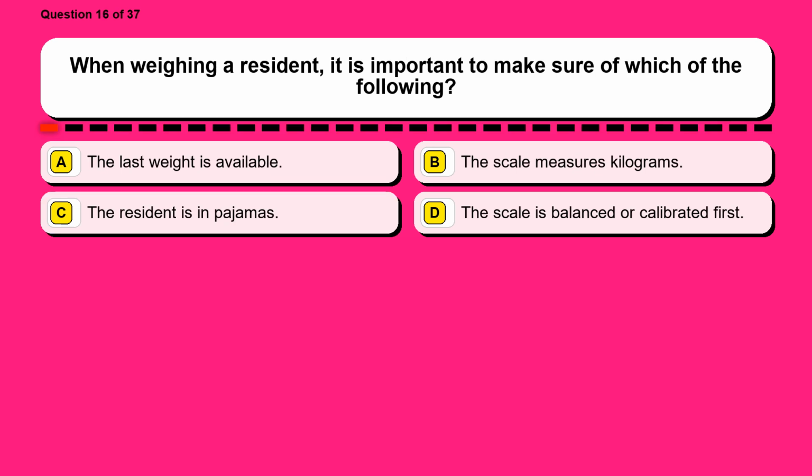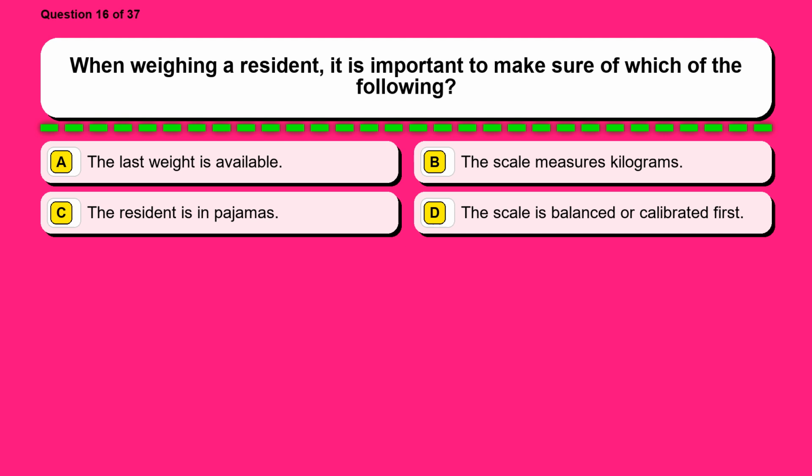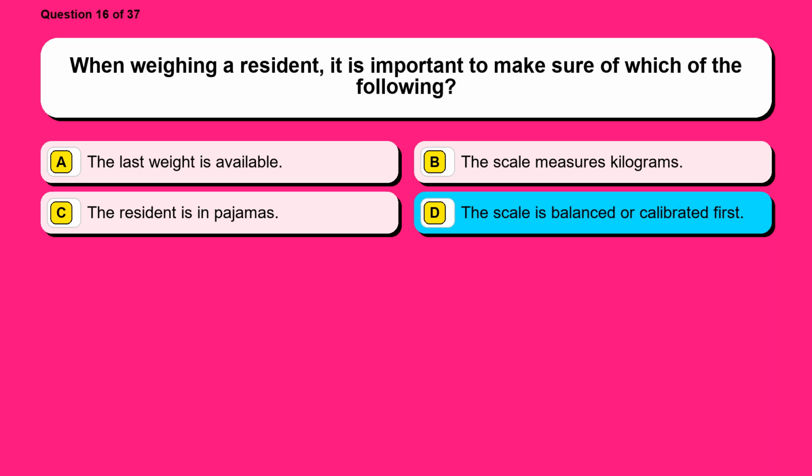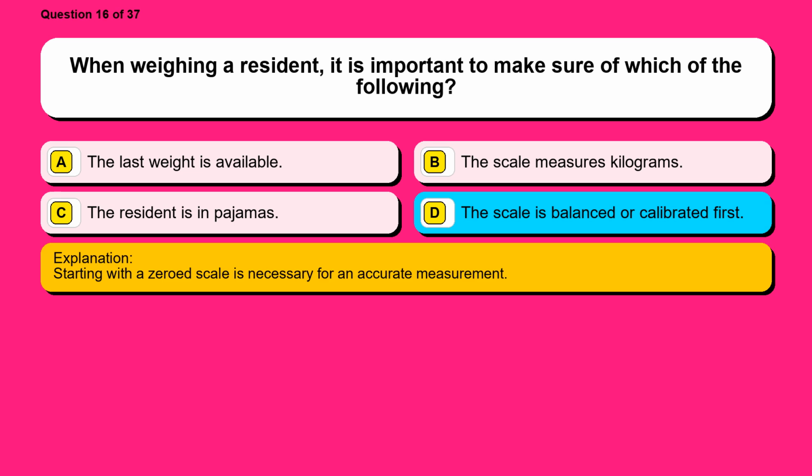Question 16. When weighing a resident, it is important to make sure of which of the following? Option A. The last weight is available. Option B. The scale measures kilograms. Option C. The resident is in pajamas. Option D. The scale is balanced or calibrated first. The correct answer is option D. The scale is balanced or calibrated first. Starting with a zeroed scale is necessary for an accurate measurement.